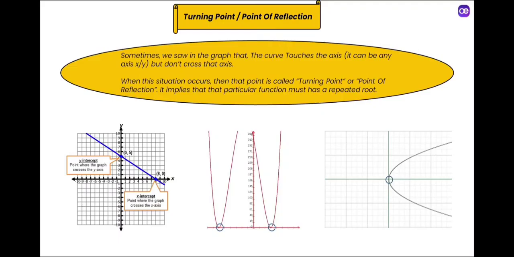So in the first graph we saw that this straight line crosses the y-axis, and this is the y-intercept, and this curve touches the y-axis, and this is also a y-intercept. This is the concept of turning point or point of reflection. When the curve touches the x-axis or y-axis but never crosses it, it means that point is a turning point or point of reflection, and both points are intercepts.